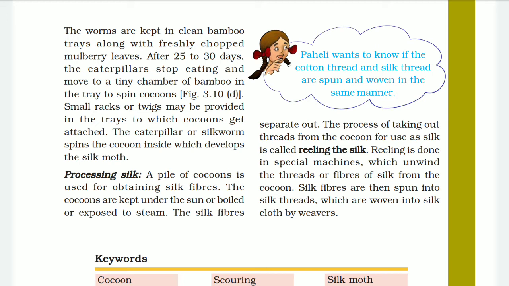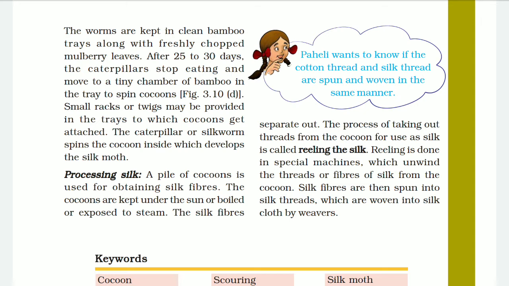After 25 to 30 days, the caterpillars stop eating and move to a tiny chamber of bamboo in the tray to spin cocoons. Small racks of twigs may be provided in the trays to which the cocoons get attached. The caterpillar or silkworm spins the cocoon inside which the silk moth develops. So once these worms are ready, after 25 to 30 days they stop eating and start making cocoons.